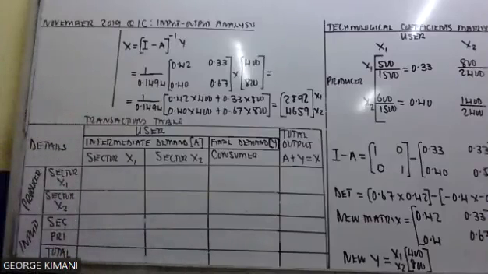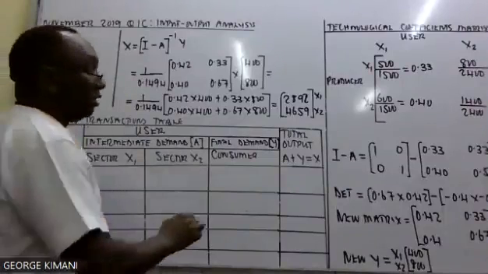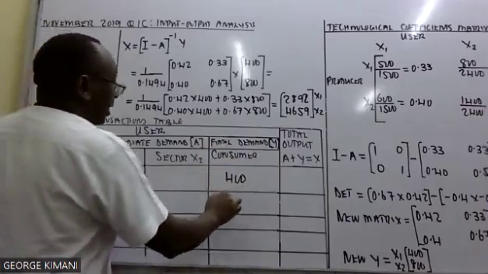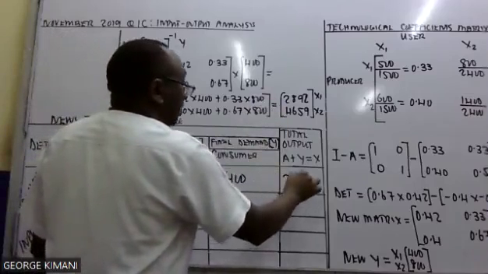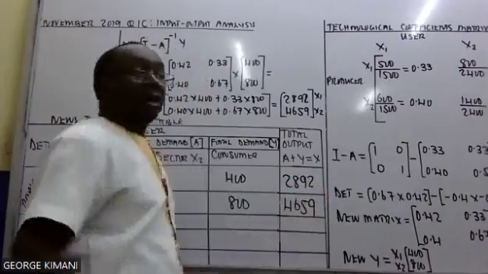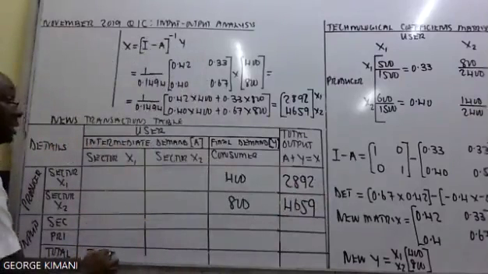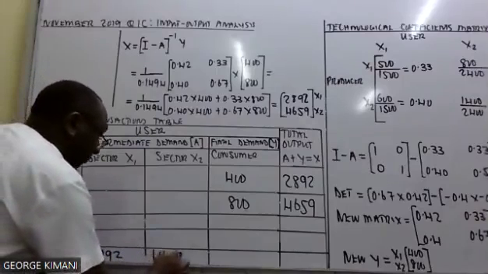So first we fill this in together, look here. We are now doing the new transactions table. In doing the new transactions table, the new final demand here is 400 and 800. And the new total output here is 28.92 and 46.59. Like we explained earlier, this 28.92 comes here and this will be 46.59.